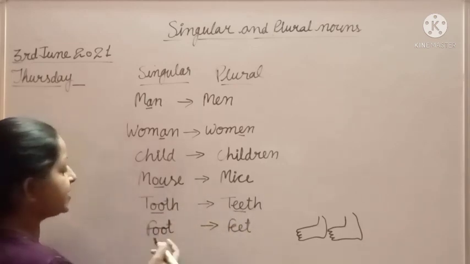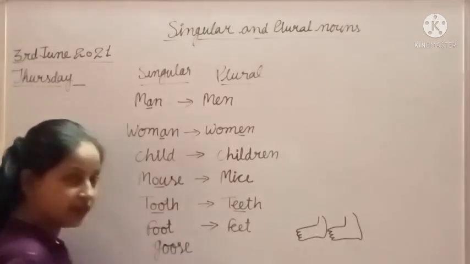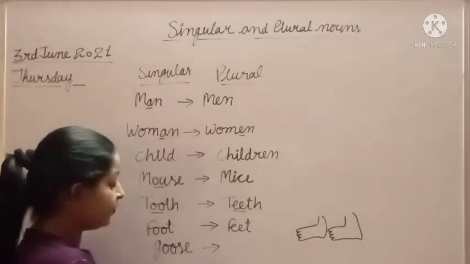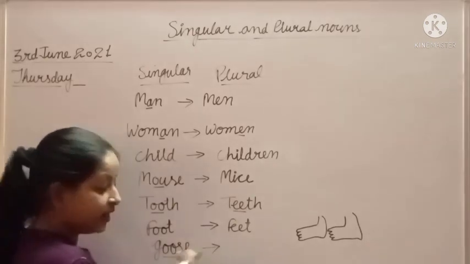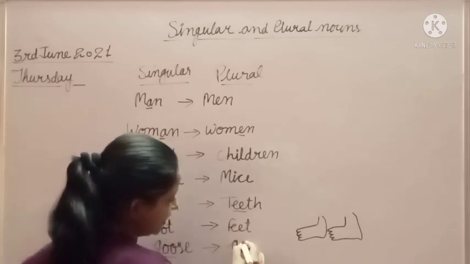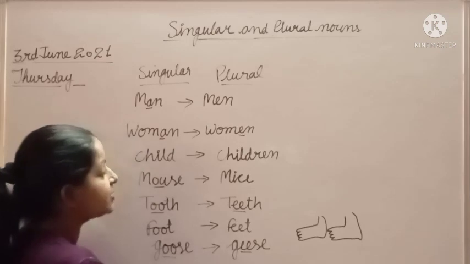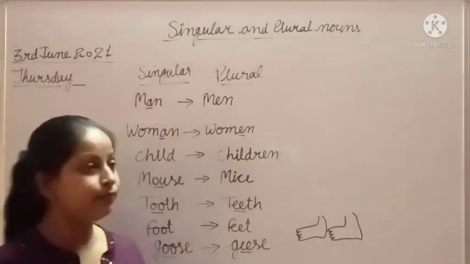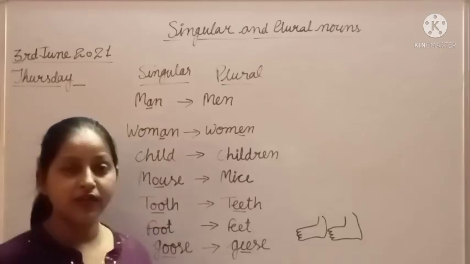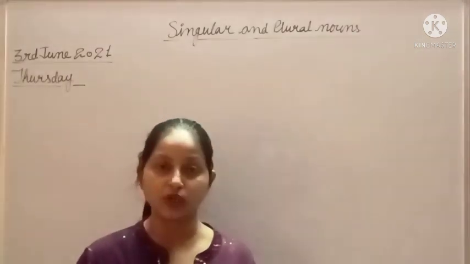Clear to all? As well as if we have goose, yes, then we will change the vowels of this noun, and we will write geese, double e. Goose, geese. Yes students, there are some singular and plural forms, some nouns where we make the plurals by changing the noun.